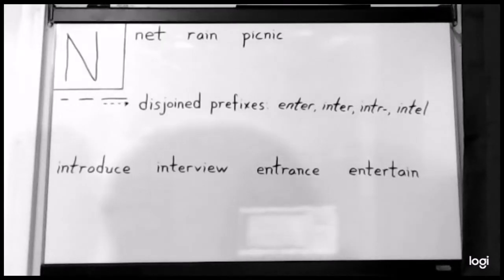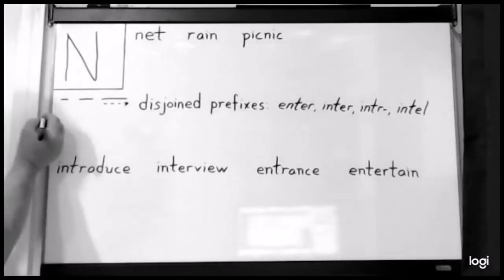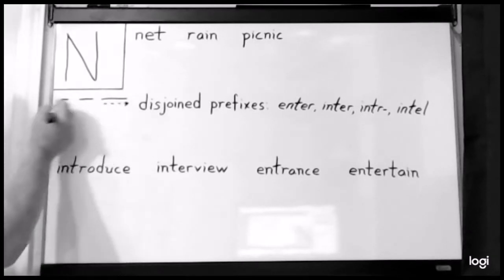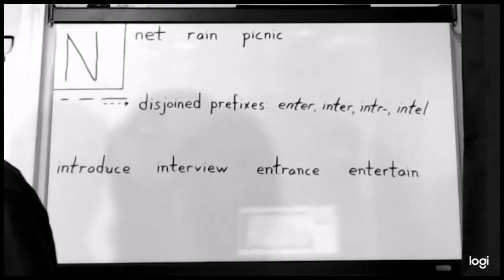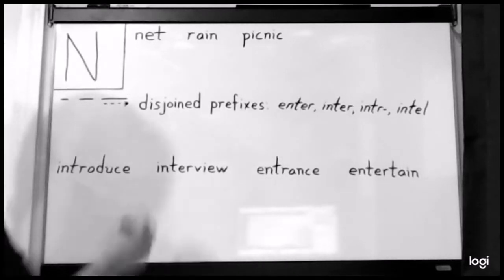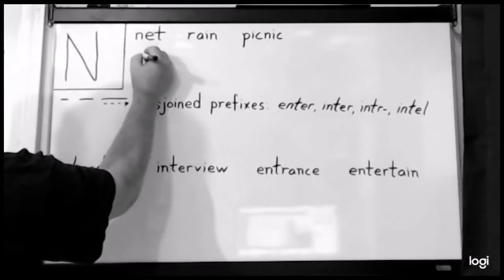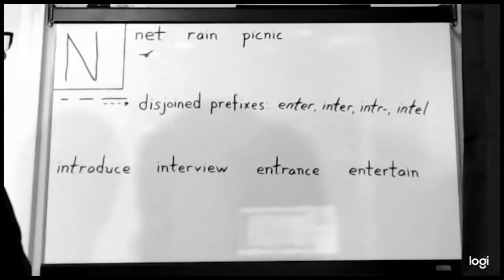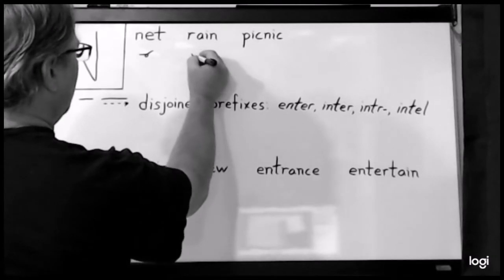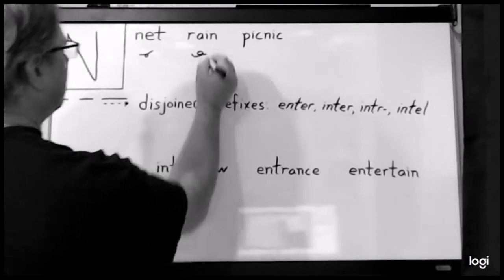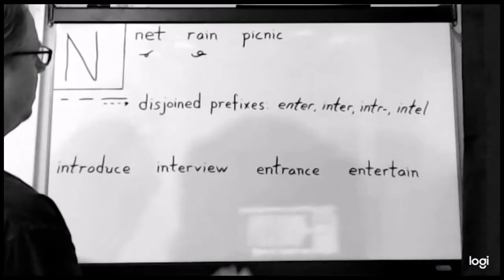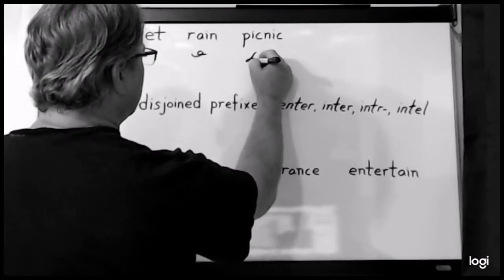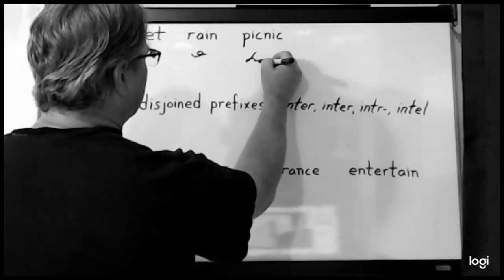The letter N is represented by the small horizontal stroke in this horizontal series. So for the word net, we will write N-E-T, and for rain, R-A-N, and for picnic, will be P-I-K, N-I-K.